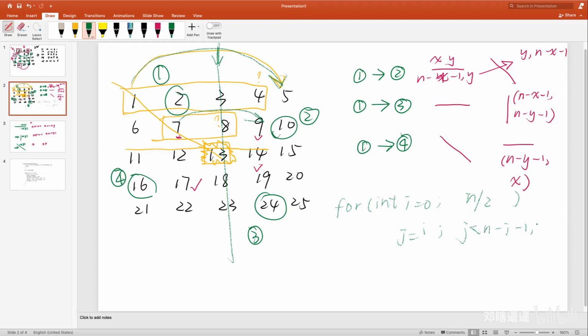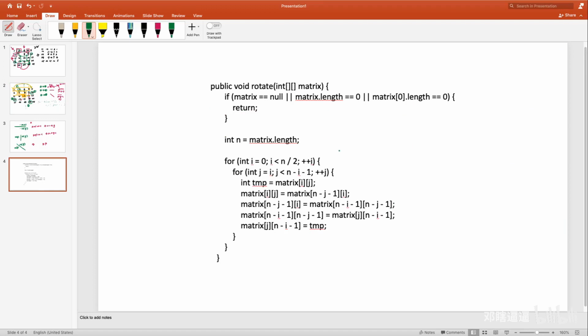So at this point, I've finished all the analysis. Let's move on to the code. If you know all the thinking process, it's very easy to write out the code. We have two for loops, and a temp int to record a value and substitute all these values one by one, and that's all.